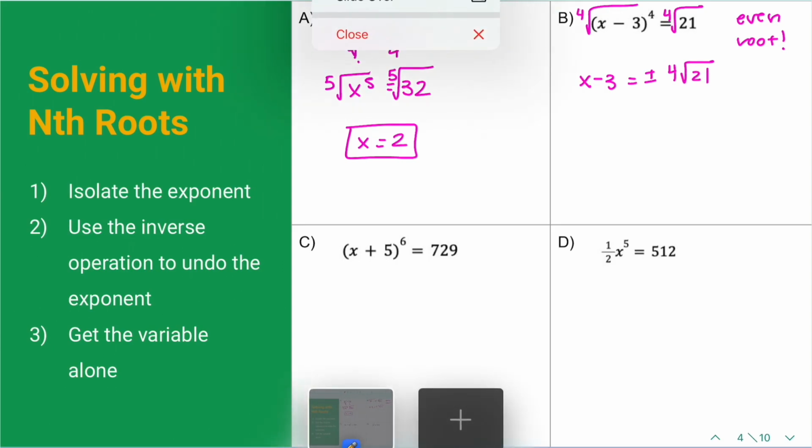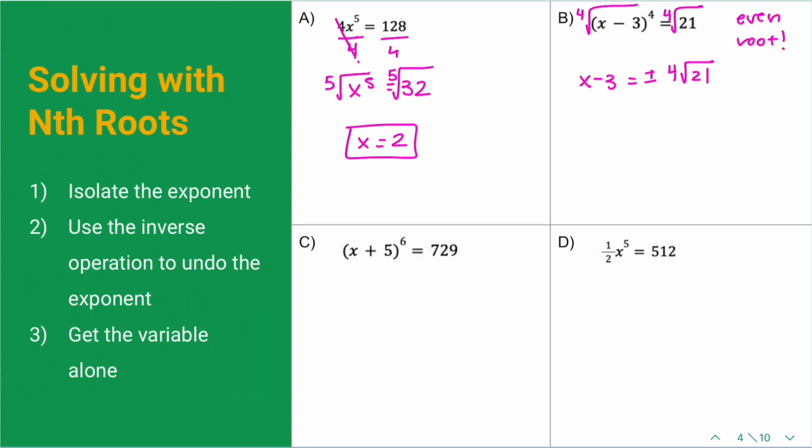Just like you would solve with a square root, having to go through and write plus or minus, you need to do that on any even roots, and I'm making sure that index looks like an index. Remember, try to be careful with those. Then we need to get x alone, so I can add 3 to both sides. And because only the fourth root of 21 is being plus or minus, when I write this, it's going to be like quadratics. The 3 will go in front, then I can have plus or minus fourth root of 21.